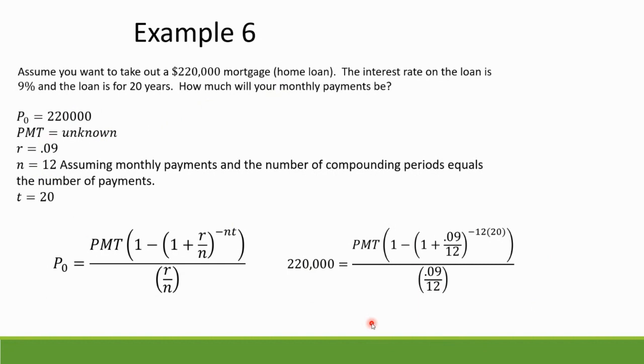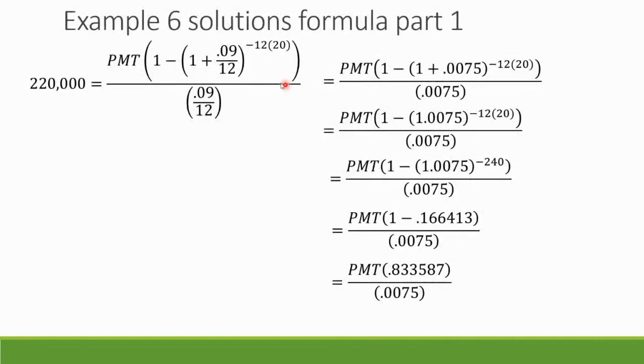All right, so we have this, which is nice. And again, we want to figure out what PMT is, right? How do we do that? In the formula, we use order of operations. Basically, you're going to handle the numerator and denominator separately, right? So 0.09 over 12, that's 0.0075. You just do a direct calculation.